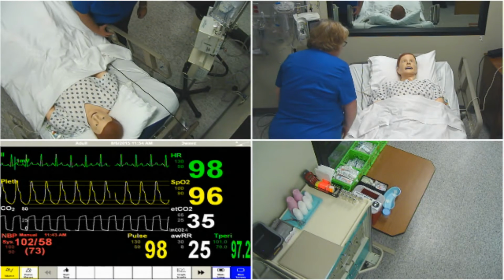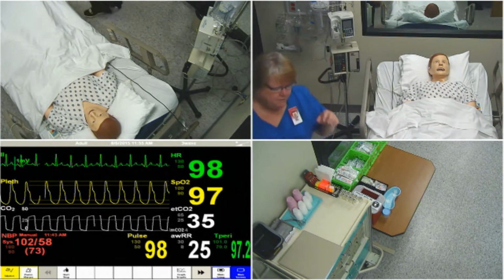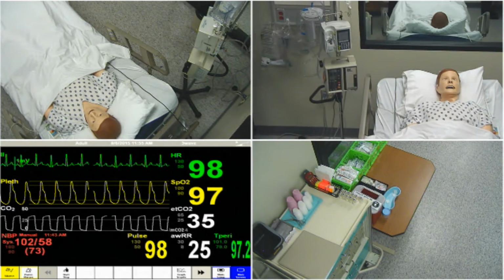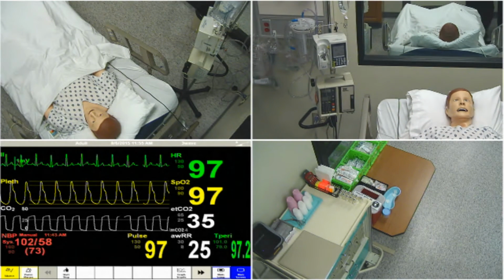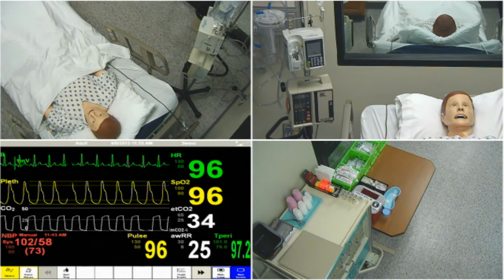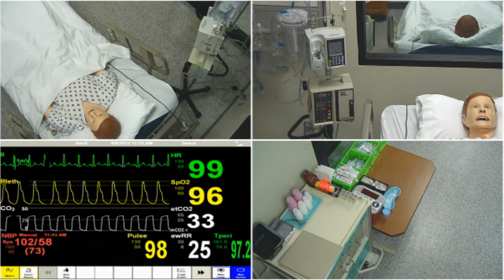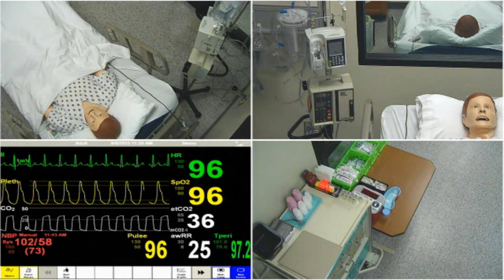To the MAR. Okay. Let me verify the meds. So we have Cipro 200 milligrams in 100 mils, and then we have our Pyridium 100 milligrams and our Motrin 400 milligrams.